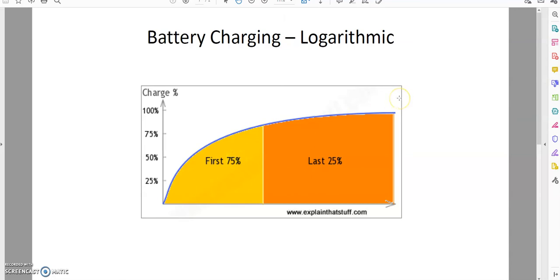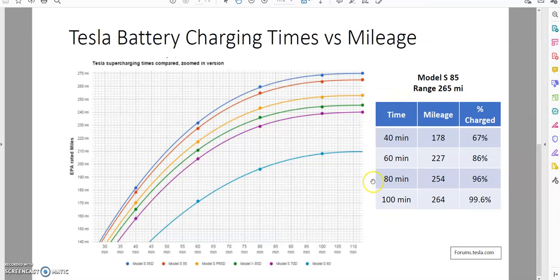Another example of that is Tesla charging. I pulled this information from a forum on Tesla, and they all had this nice logarithmic look to them. These are just different models, different batteries. Bigger batteries can have a bigger range. So what I did was I took this red one, this Model S 85, and it had a range of 265 up here. So I went across it.